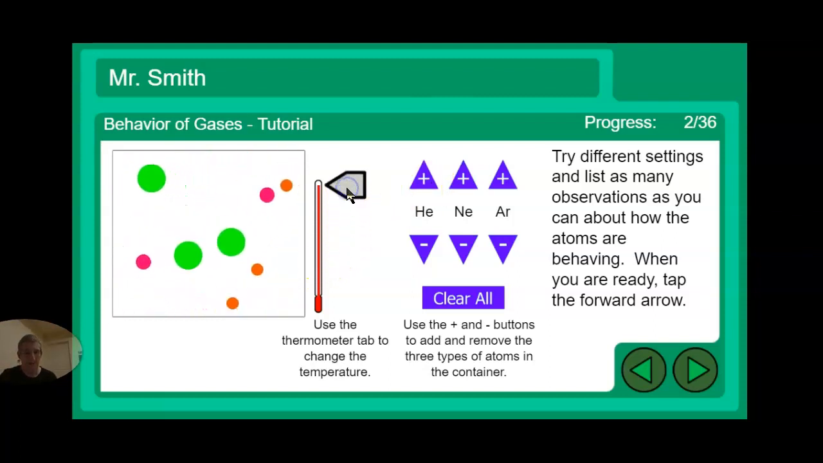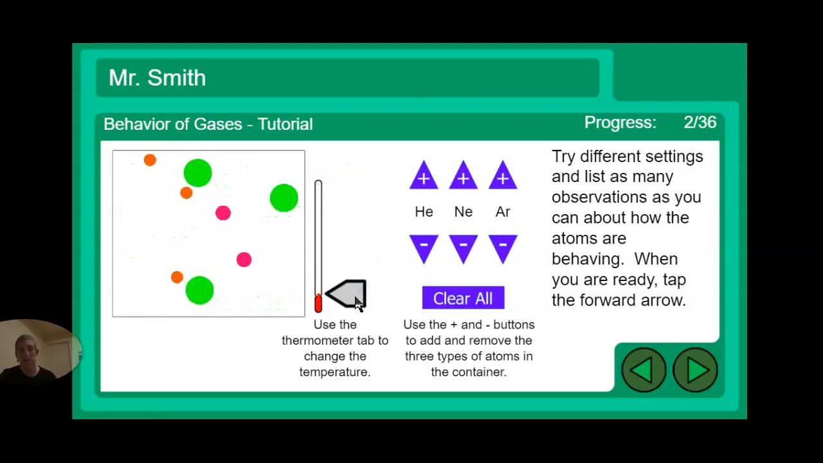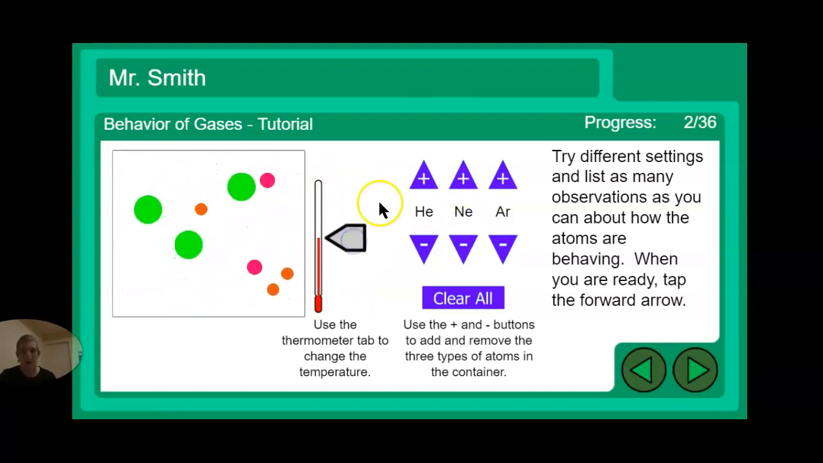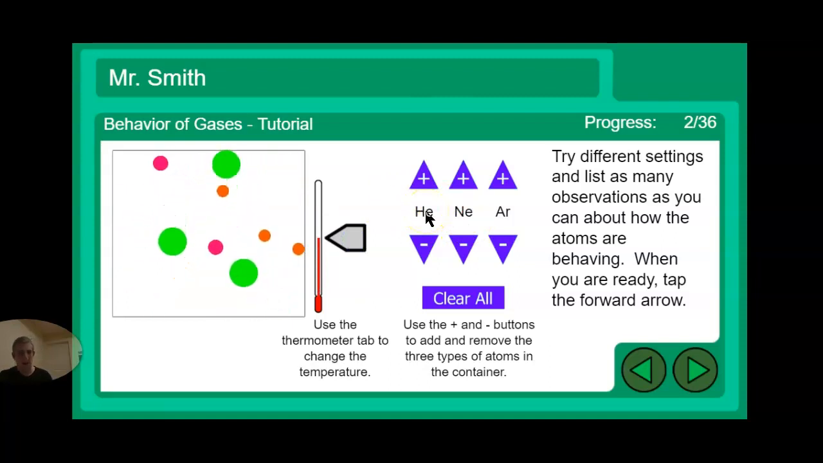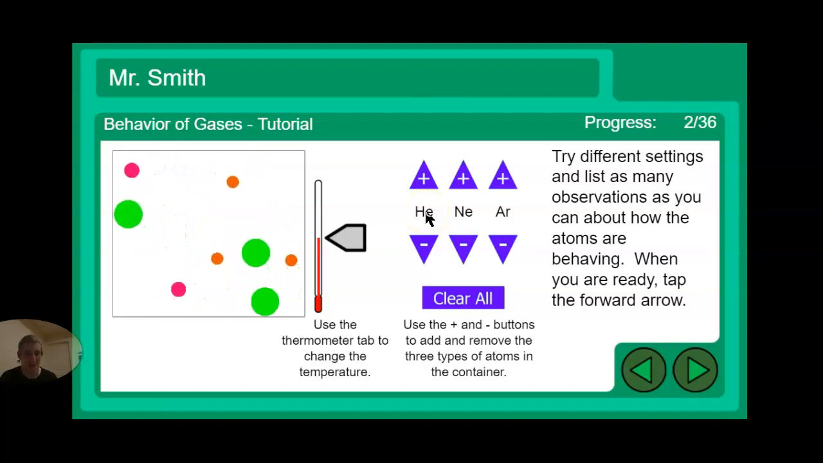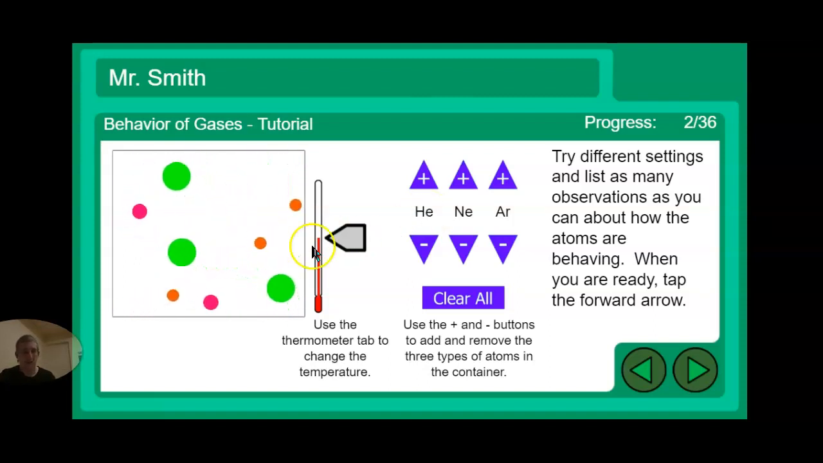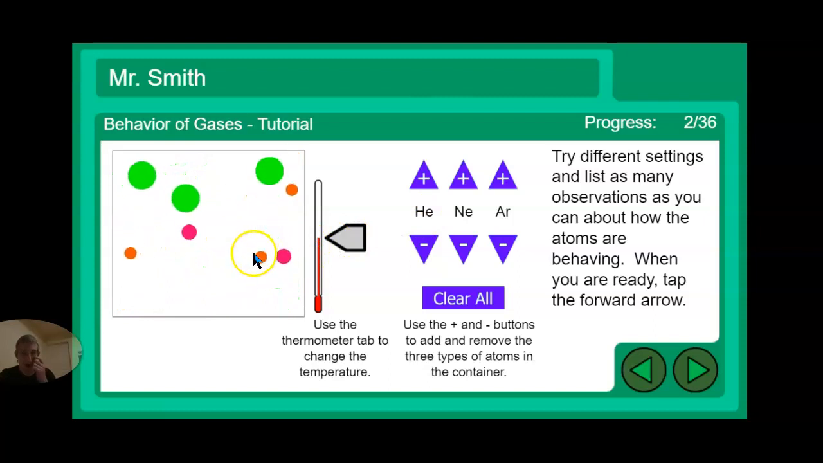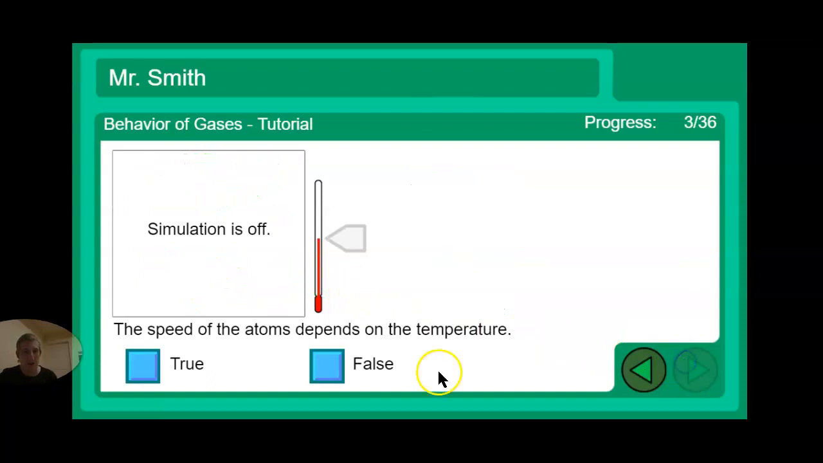Heat it up. And we can kind of see they all speed up a bit. If I cool it down, they all slow down quite a bit. So temperature is involved. The mass of the gases has an effect on it. And again, they just kind of collide off each other quite a bit. So those are some of the observations that we've made here. And now we're going to go ahead and try to answer those questions one at a time.